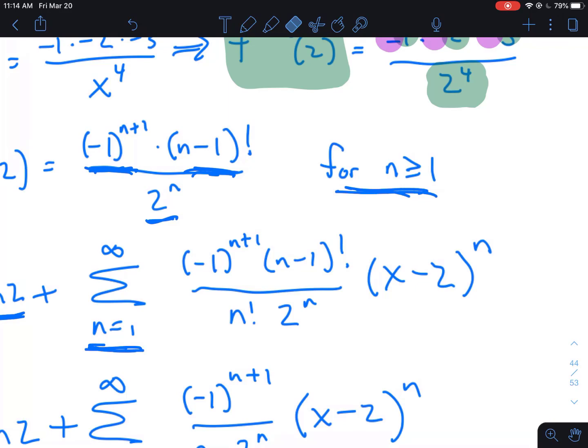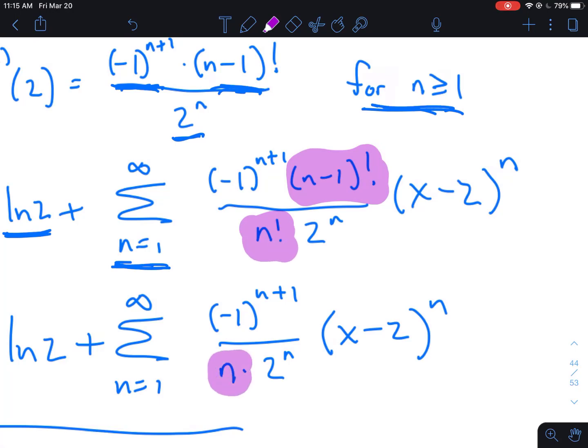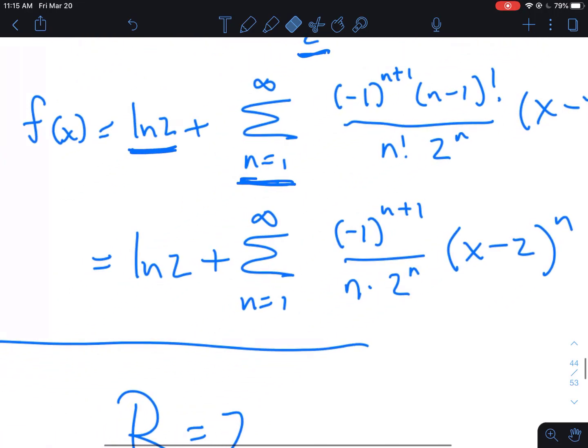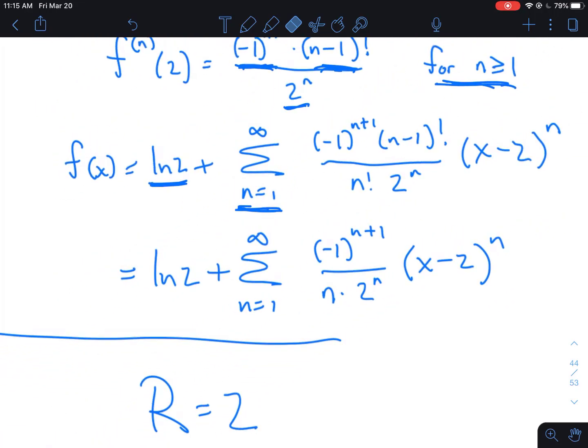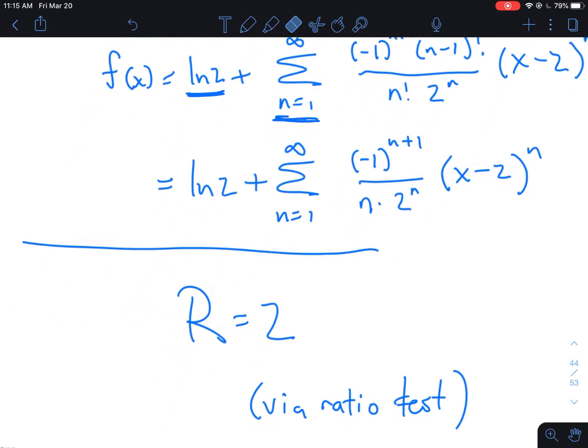Of course, we can simplify things a little bit. Notice that we have some factorials here, n minus 1 factorial and n factorial, and those will cancel out and you can be left with just n, for instance. A lot of things cancel, and so this is about as simple as I could possibly get the answer. If you use the ratio test, you can see that your radius of convergence is going to be 2 in this case. So you can verify that.